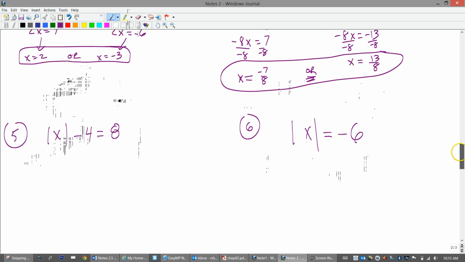Did anybody get one of the values for number 5? X is what? Yes, sir. Negative 2? If we put in negative 2 in there, let's just see. Is that going to equal 2 minus 4? That's going to be negative 2.